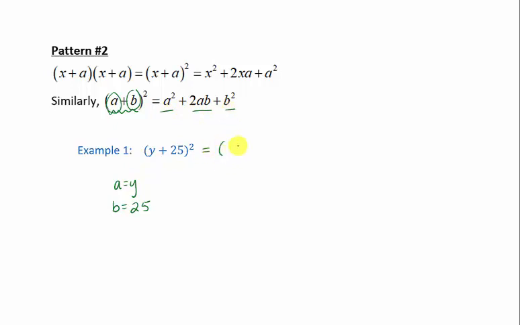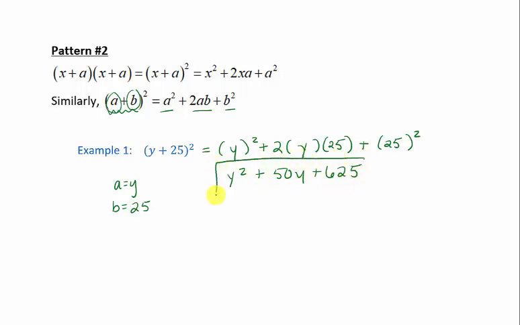So we're going to take our a and we're going to square it. So we have y squared plus 2 times a times b, so 2 times y times 25, plus our b squared, so that would be 25 squared. When we multiply this out, we get y squared plus 50y plus 625. You can see we've very quickly discovered what our binomial squared is.